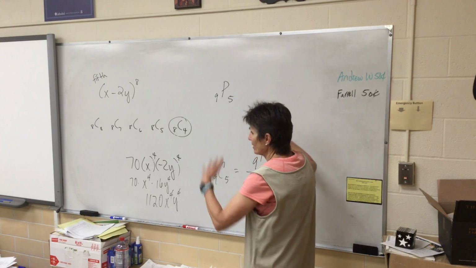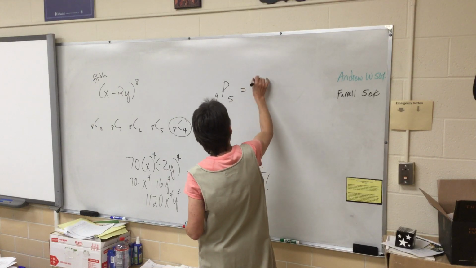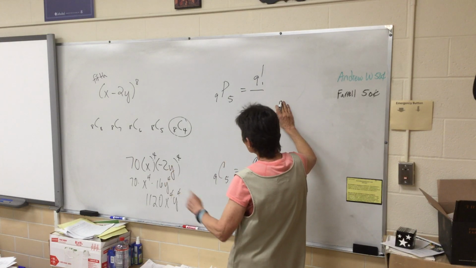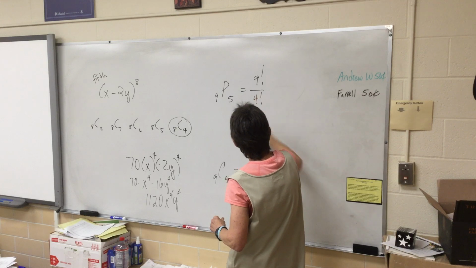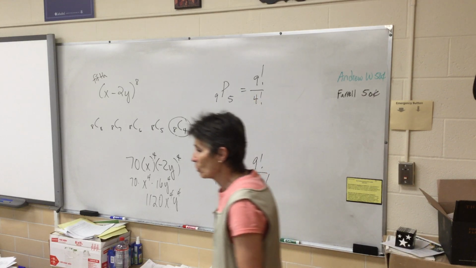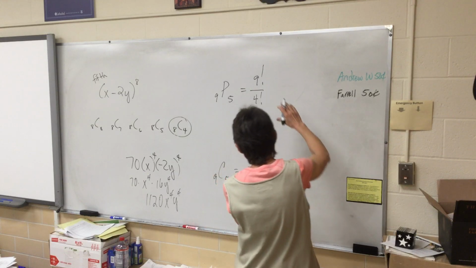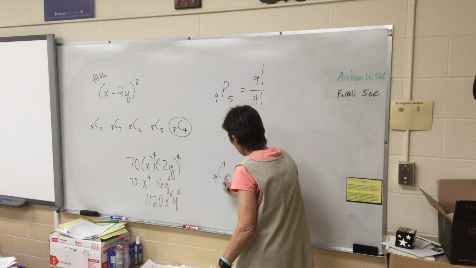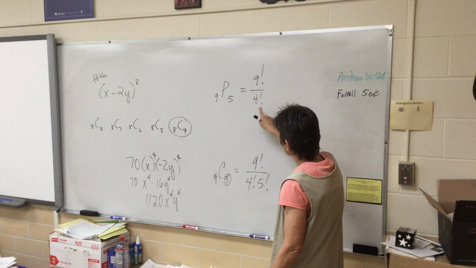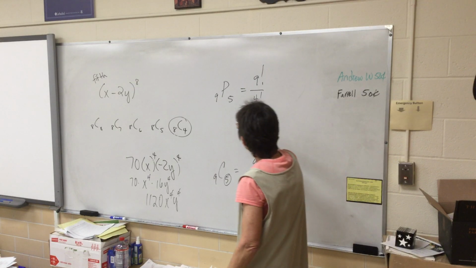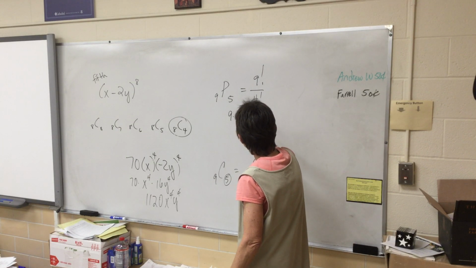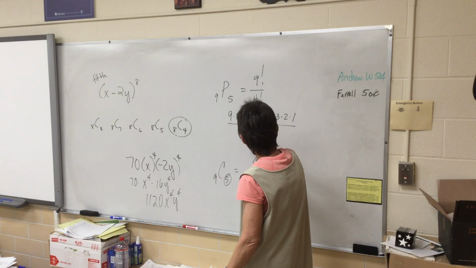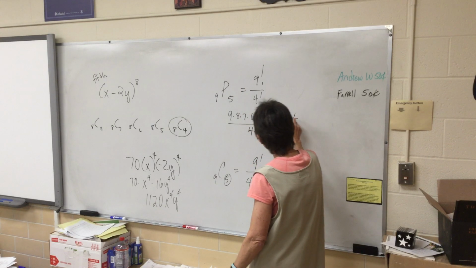Now, the P's are exactly the same. We have the 9 on the top, factorial, but there's only one thing on the bottom, and it's the subtraction. So it would be 9 factorial over 4 factorial. So the setup is basically the same, but the combinations have that number on the bottom also, and the permutations do not. So this would be 9, 8, 7, 6, 5, 4, 3, 2, 1 over 4, 3, 2, 1. So all that's going to cancel.